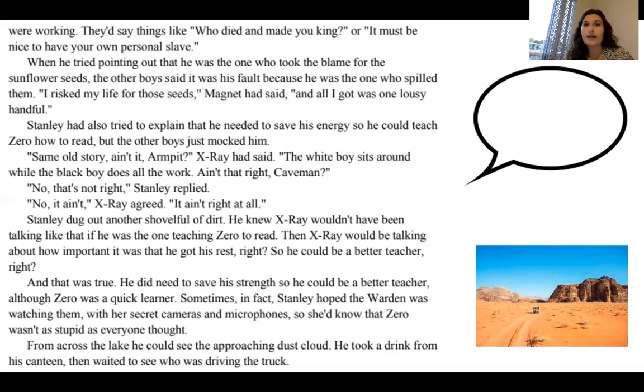When he tried pointing out that he was the one who took the blame for the sunflower seeds, the other boys said it was his fault because he was the one who spilled them. "I risked my life for those seeds," Magnet said, "and all I got was one lousy handful." Stanley had also tried to explain that he needed to save energy so he could teach Zero how to read, but the other boys just mocked him.